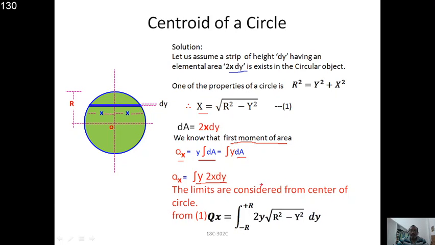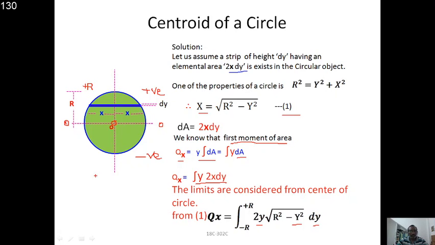Then it will become integral of y 2x dy. Replace the x value with equation 1. Then it will become 2y, square root of r square minus y square, dy. Its limits will be, you can see that I have taken this as a zero origin point because I am taking the center of the circle as my reference point. Hence, on this axis the lower side is negative, and the upper side of this zero axis is positive. Therefore, what is the distance of the extreme points from this point to this point? It is a positive r.